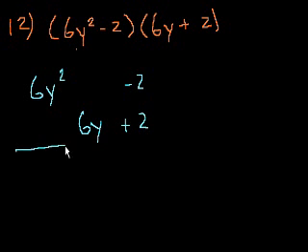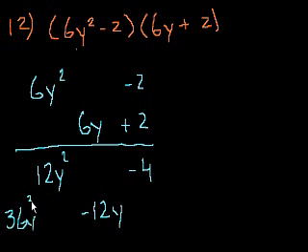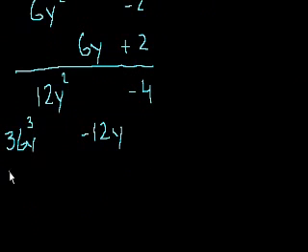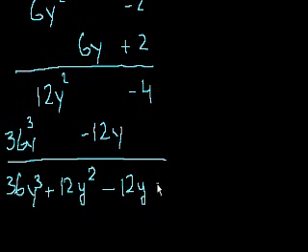And now I multiply them. 2 times minus 2 is minus 4. 2 times 6y squared is 12y squared. So I write that in that spot. Now 6y times minus 2 is minus 12y. So that'll go here. And then 6y times 6y squared is 36y to the third. So we have our answer. You just add them up: 36y to the third plus 12y squared minus 12y minus 4. And that is choice D.